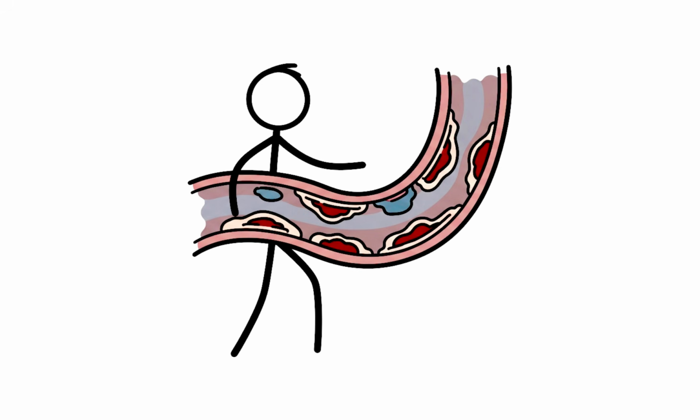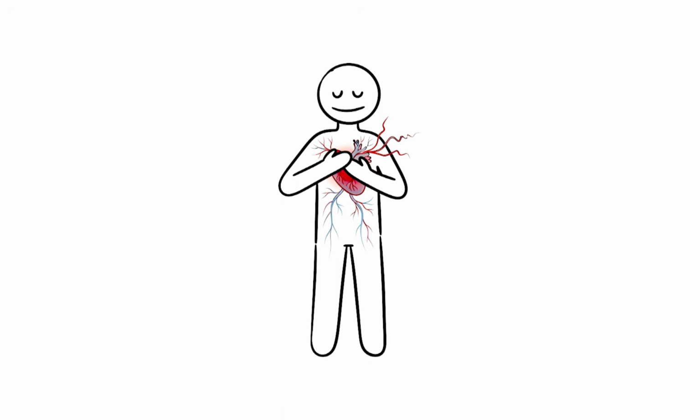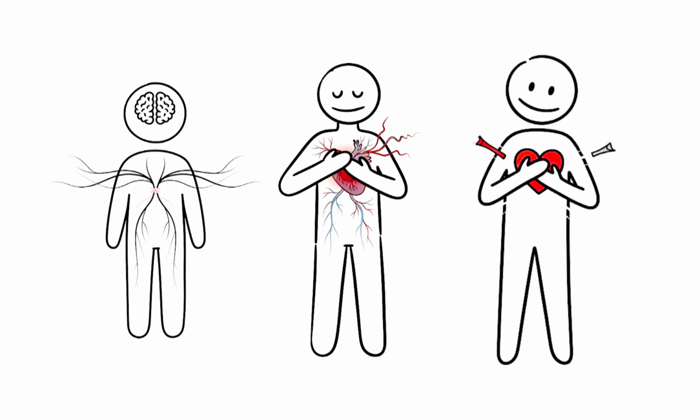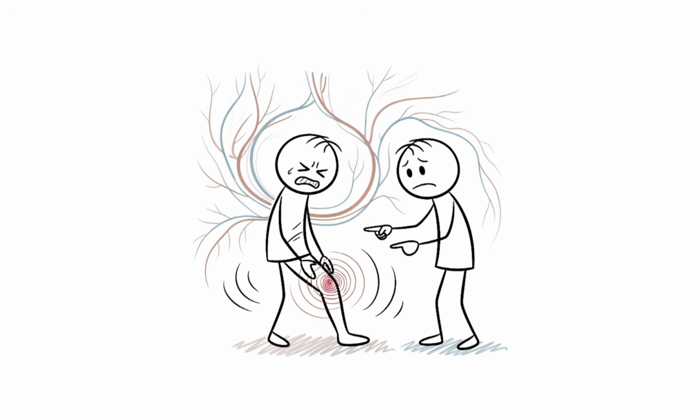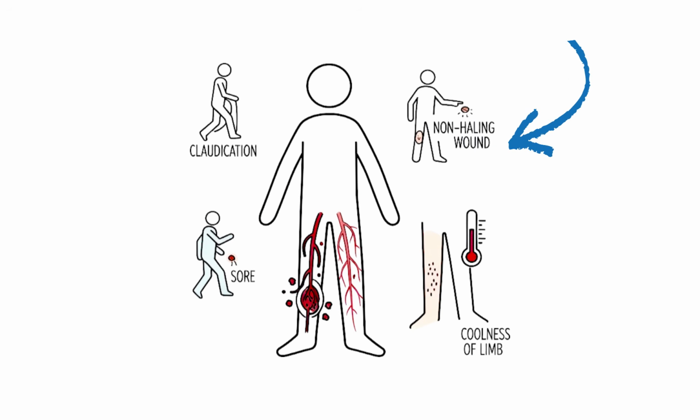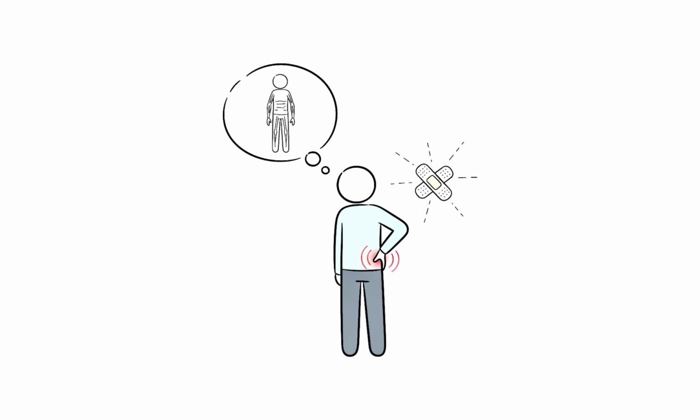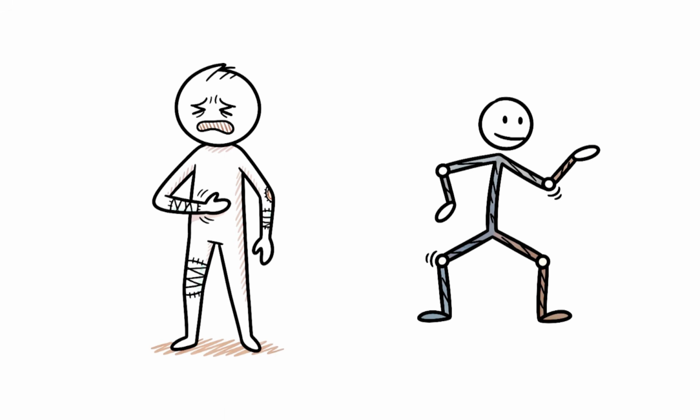When it affects coronary arteries, it leads to coronary artery disease and angina. When it affects arteries supplying the brain, it increases the risk of stroke. In peripheral arteries, it causes peripheral artery disease, leading to pain, weakness, or poor wound healing in the limbs.